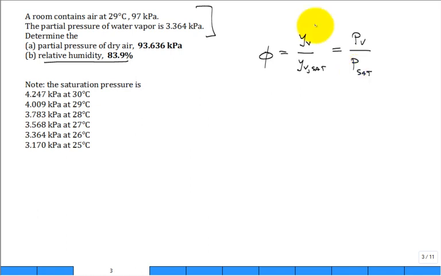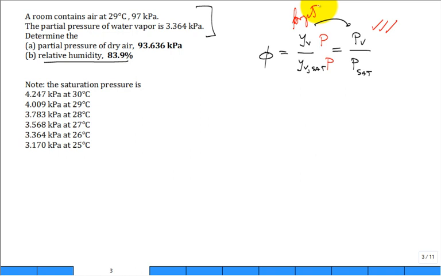How did you go from here to here? Well, just take both numerator and denominator and multiply by P. And then the mole fraction times P, oh, that's the partial pressure. And the mole fraction times P, that's the partial pressure. So we often use partial pressures. We often forget that it really is a ratio of mole fractions. That's the definition of relative humidity.